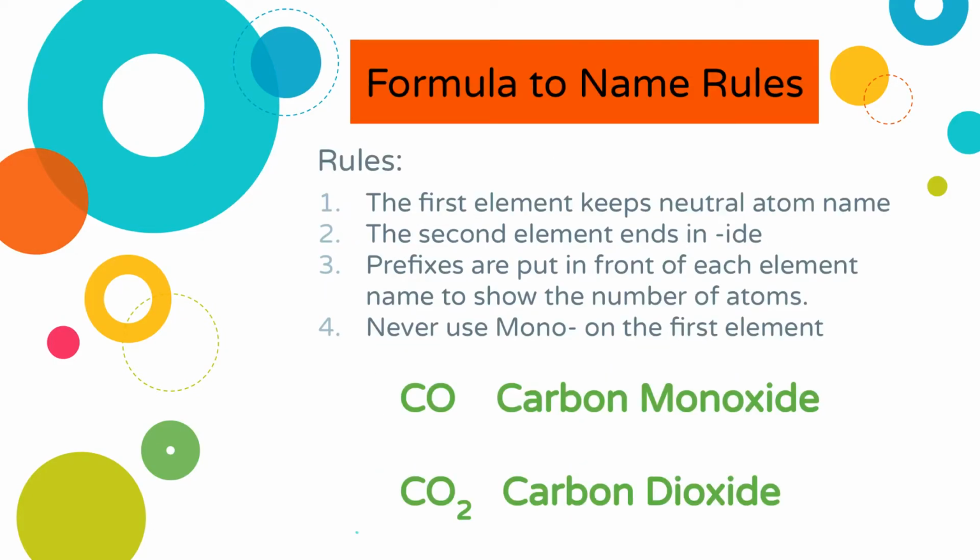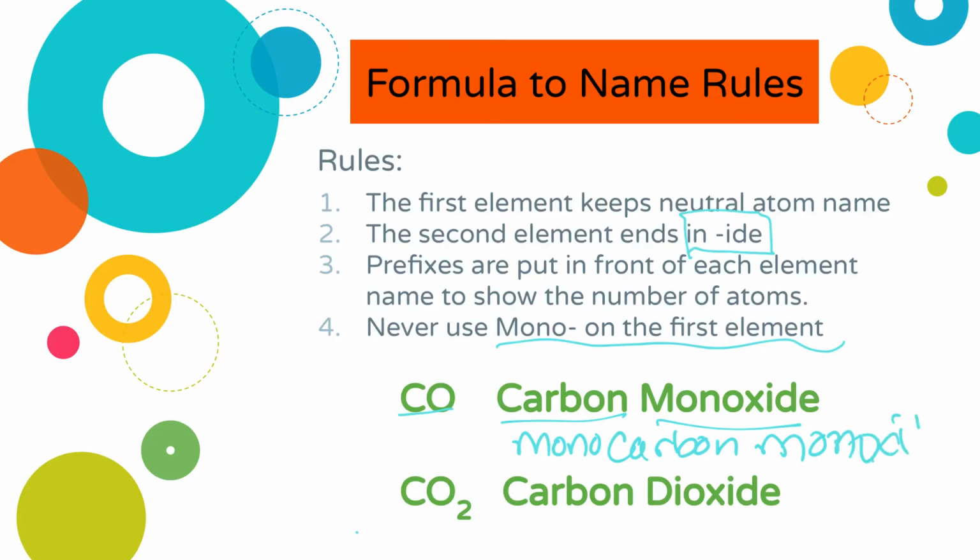So the formula to name rules. The first element is kept neutral atom name. The second element ends in IDE. The prefixes are put in front of each element name to show the number of atoms. So we never use mono, though, on the first element. So CO is carbon monoxide, not monocarbon monoxide. That is not correct. Okay? And then we have carbon dioxide.